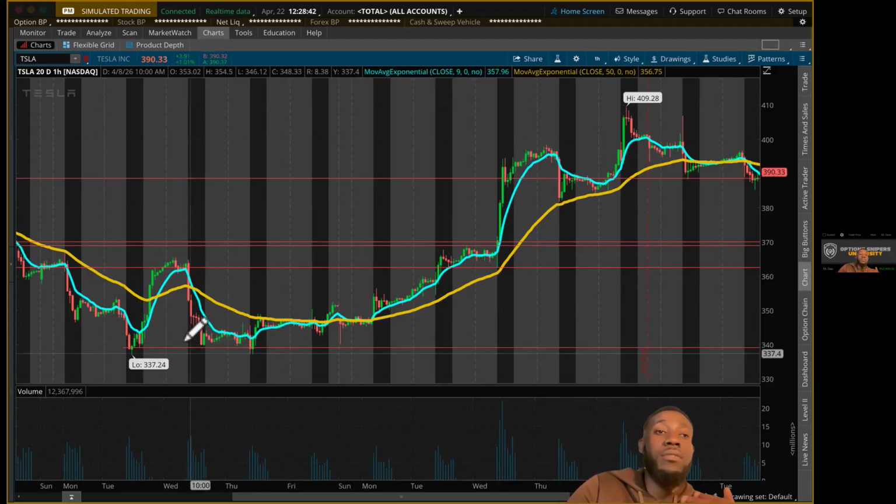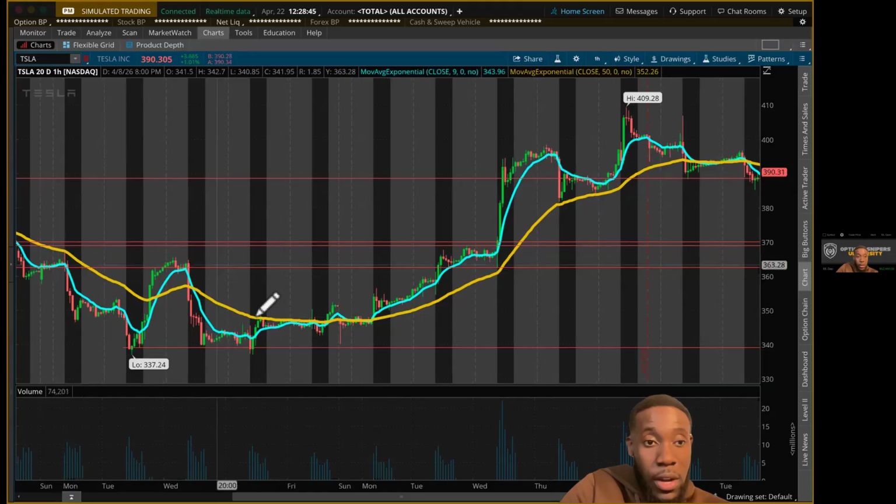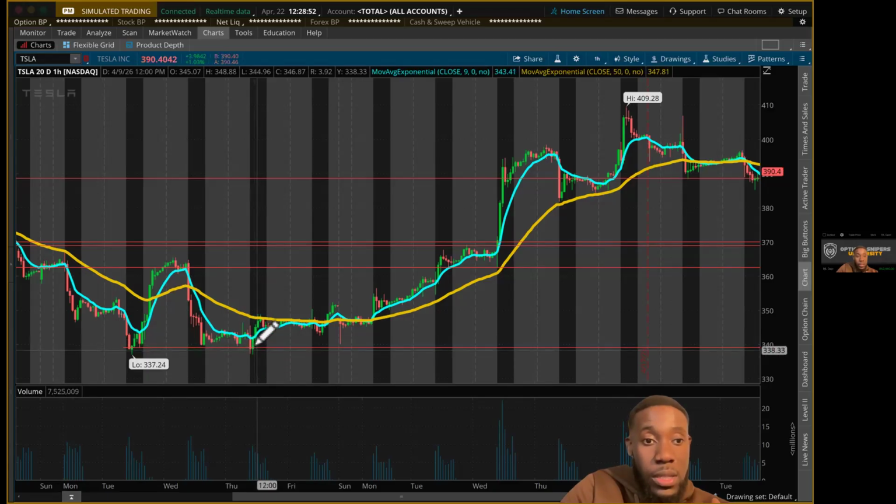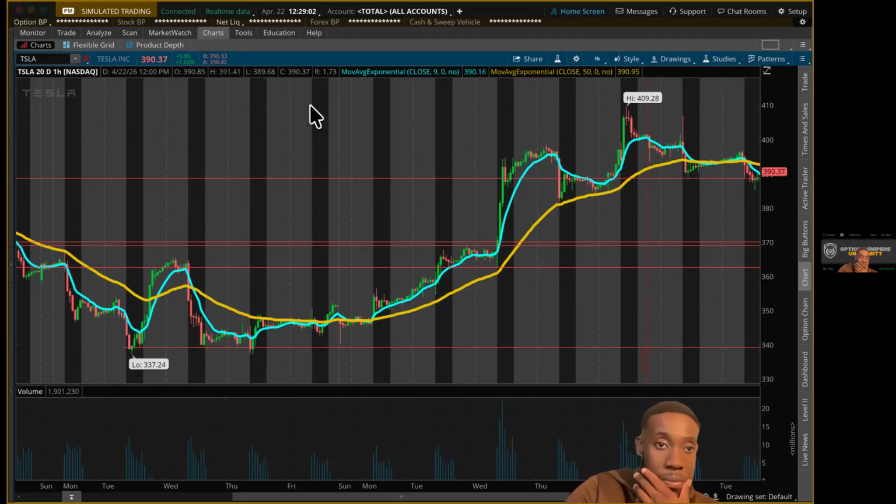So, considering that we're not going below 340 on Tesla, what kind of options contract would we desire to purchase if we're nearing the 340 level? Go ahead and put it in the chat. Because we're not going below the 340 level, would we be looking to purchase calls or would we be looking to purchase puts? Put it in the chat.